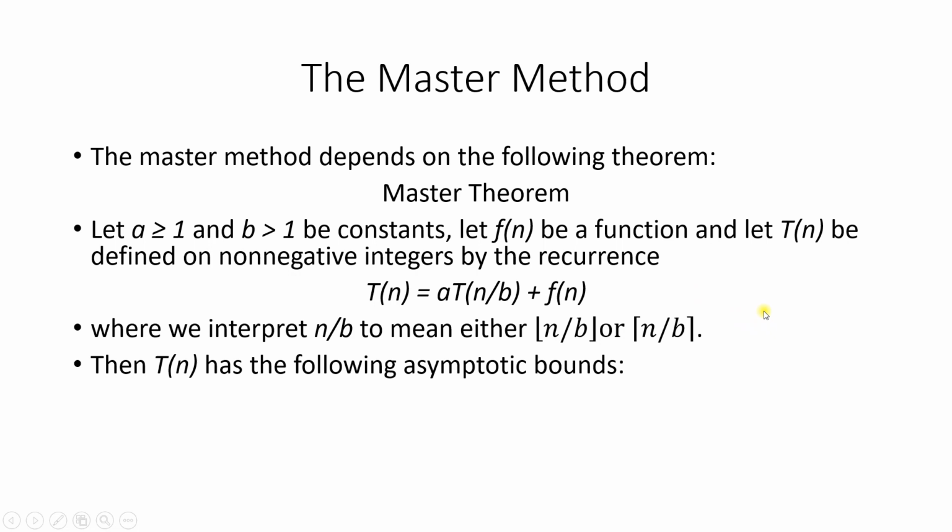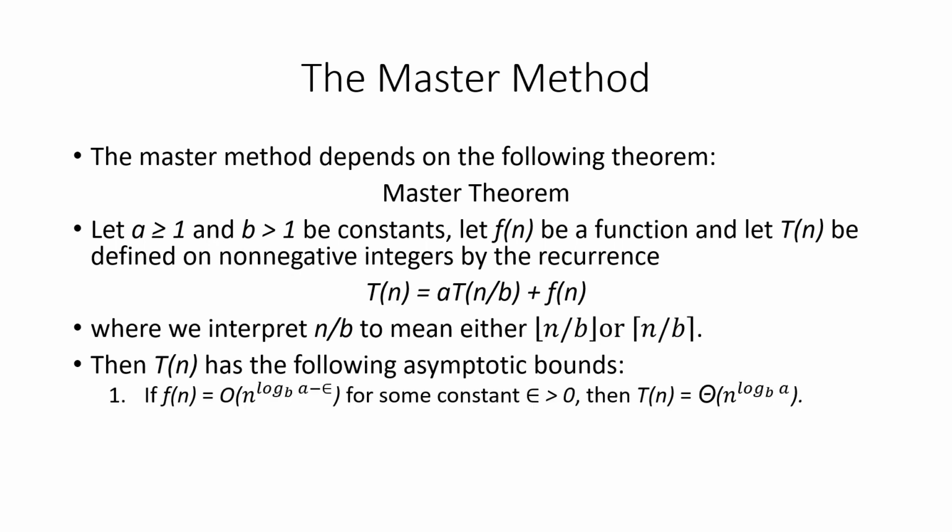We have three asymptotic relationships that the master theorem gives us in three equations. The first equation is: if f of n is equal to big O of n to the power log b a minus epsilon, where epsilon is greater than 0, then T of n is equal to theta n to the power log b a. So if this equation is satisfied, then T of n should be equal to this. We will understand it better when we solve it using numericals. The second equation is: if f of n is equal to theta n to the power log b a, then T of n is equal to theta n to the power log b a times log of n. This is the second equation.